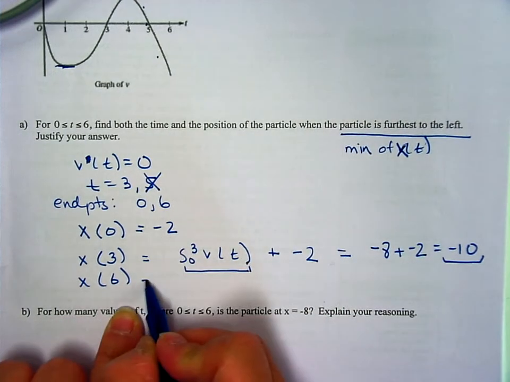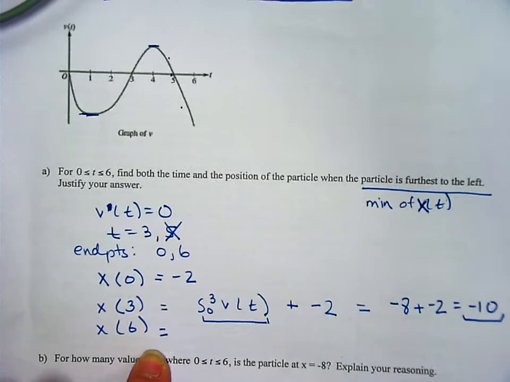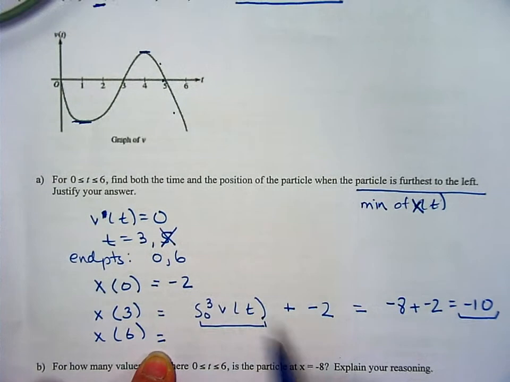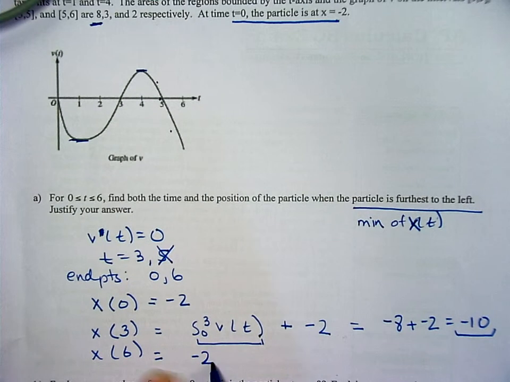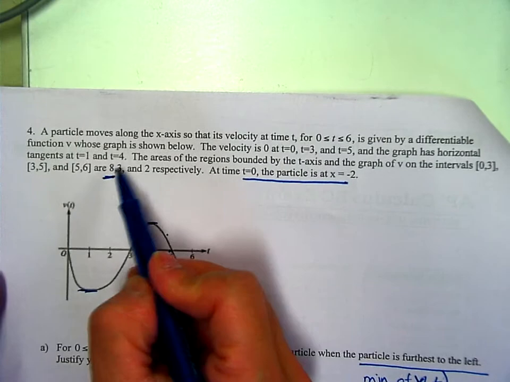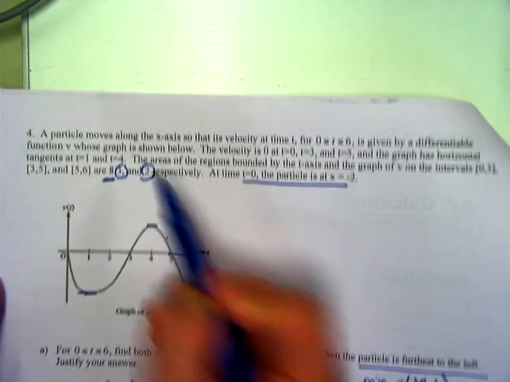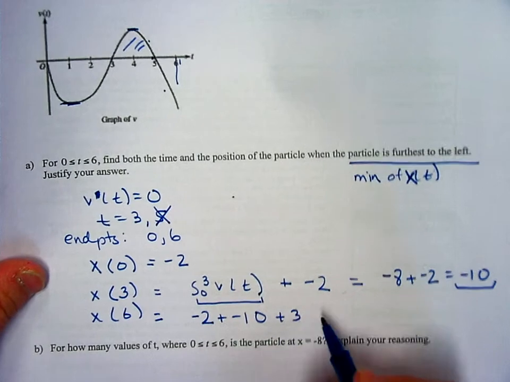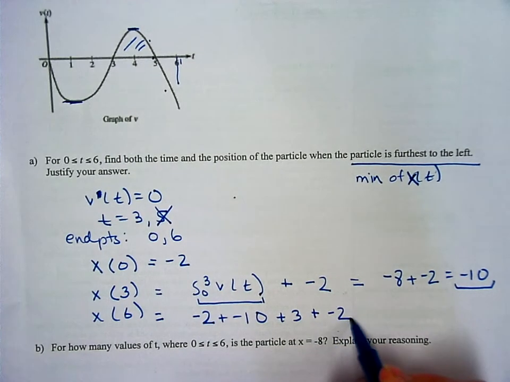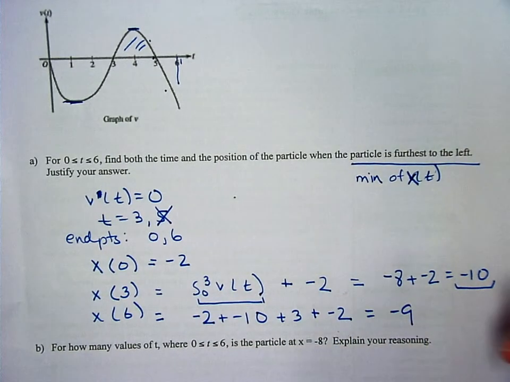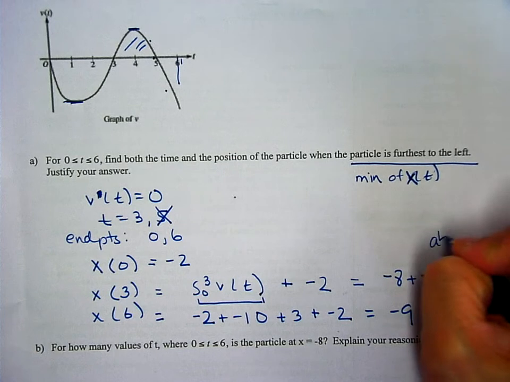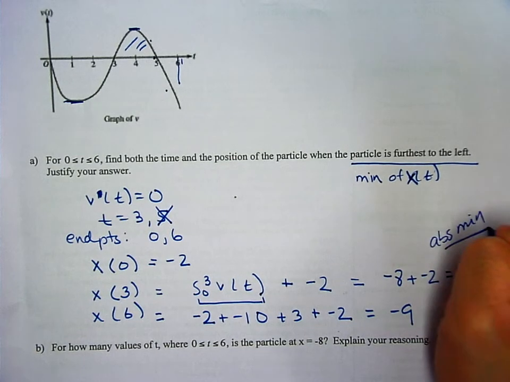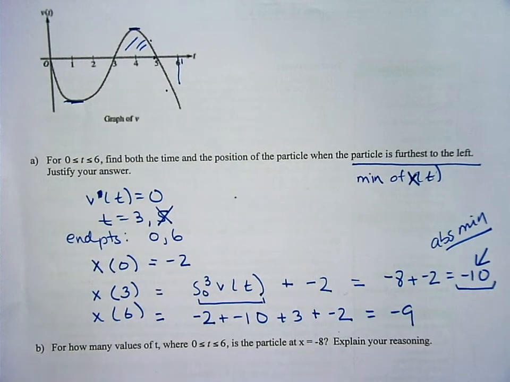Okay, x of 6, we're going to do it the exact same way. So if you want, we can take the -2, add the -10, and then we're going to add on the 3 and the -2. So this is +3, this is -2. I'm going to just go ahead and accumulate those areas. And this is -9. So -10 is obviously the absolute min, and it occurs at time t equals 3. This is a 3-point question.